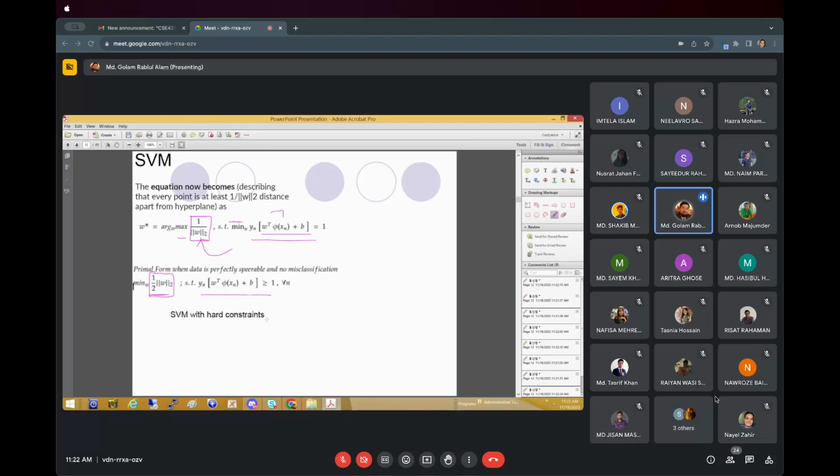Okay, in our last class we discussed in detail, and also we finally formed this equation. This is called the SVM with hard constraints. Now we want to solve this equation using an optimization theoretic approach. And here, what's our target? The target is to find out the optimal value of W and the optimal value of B.